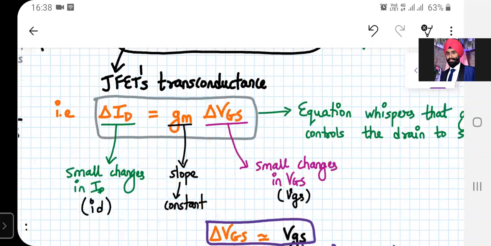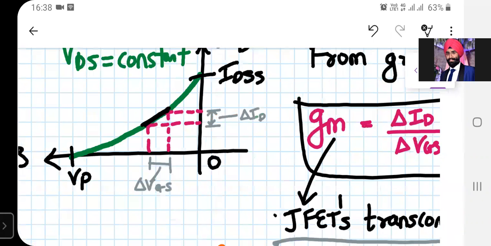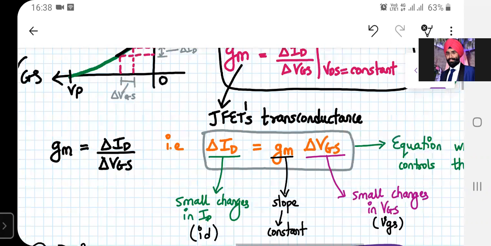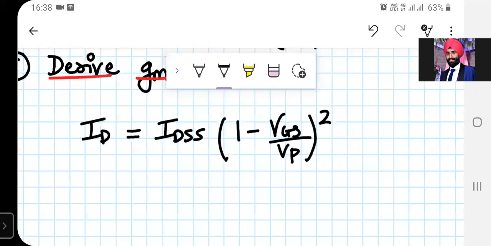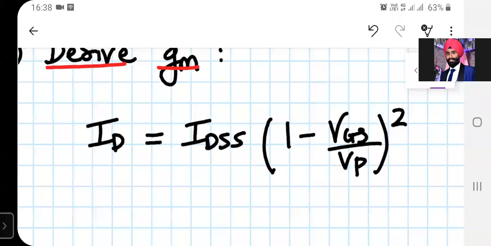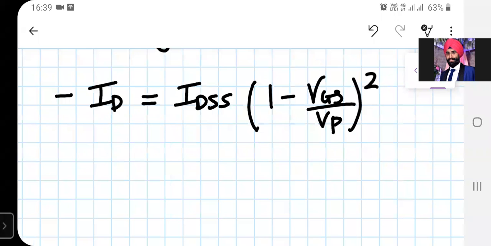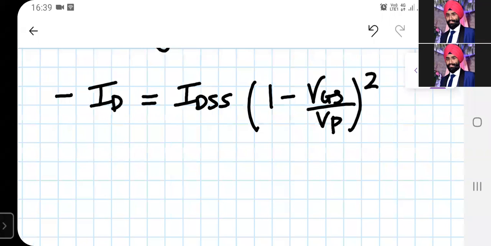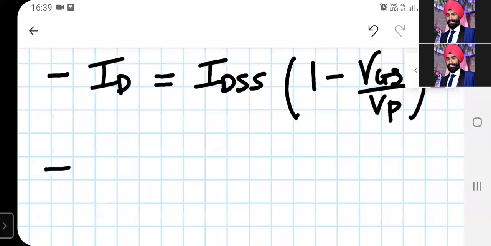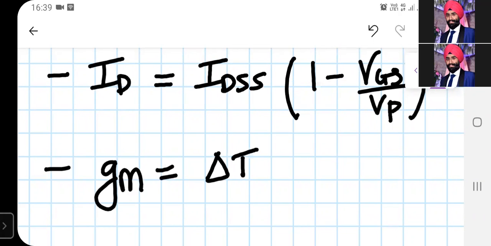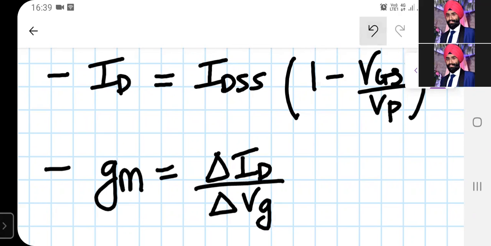Now the next thing is to derive GM. I hope that you all have your notebooks, so let us do that together. Let us start with this equation, our first step. We have ID equal to IDSS into 1 minus VGS upon VP, the whole square. What we want is GM, right? And what is GM given by? GM is given by delta ID upon delta VGS.